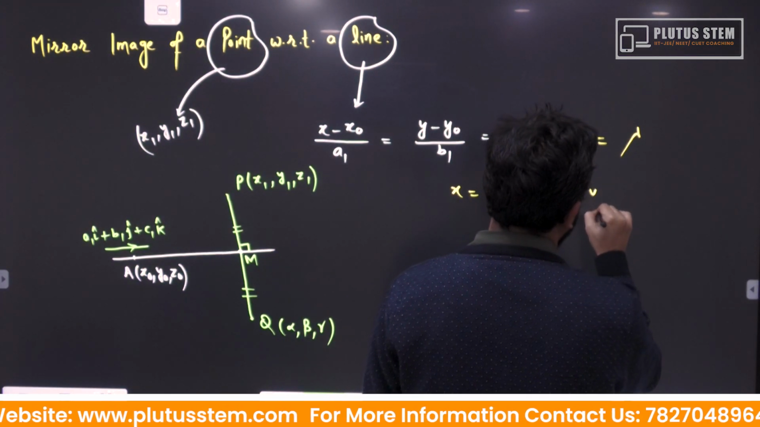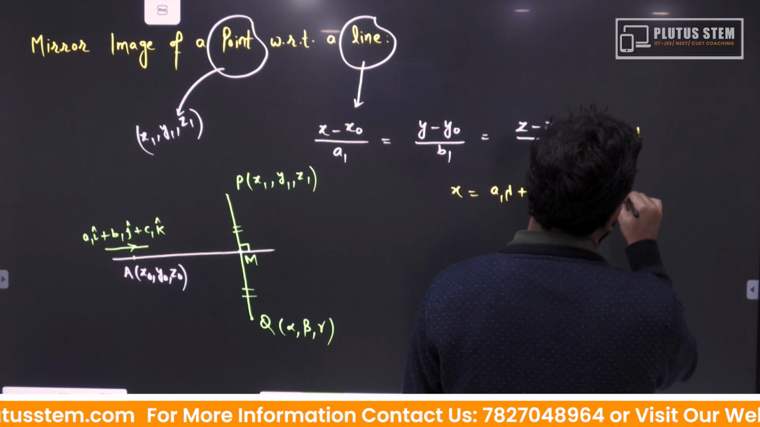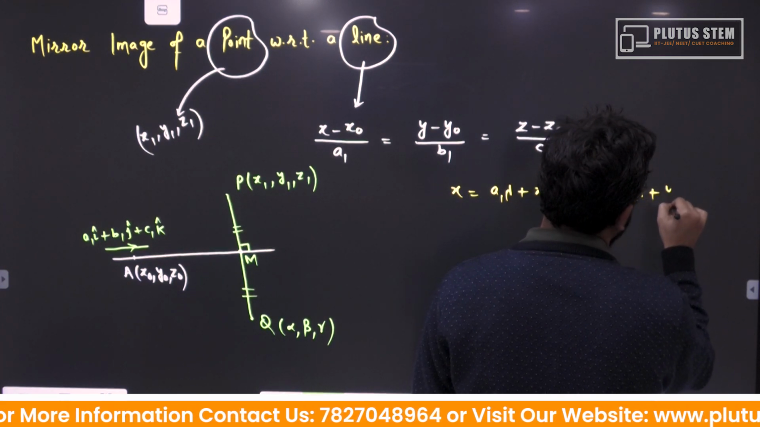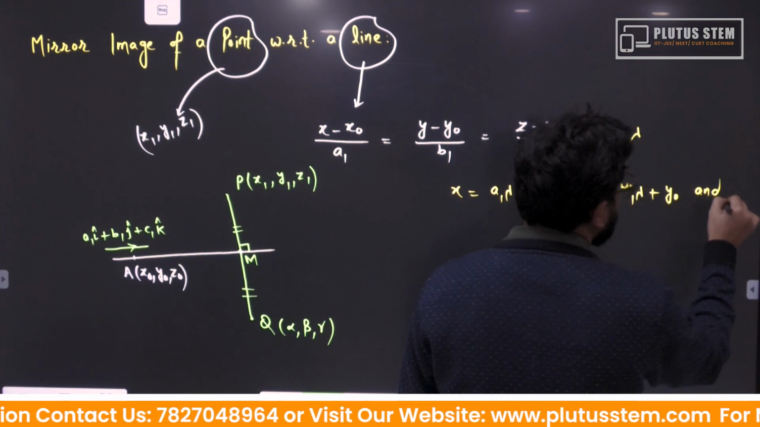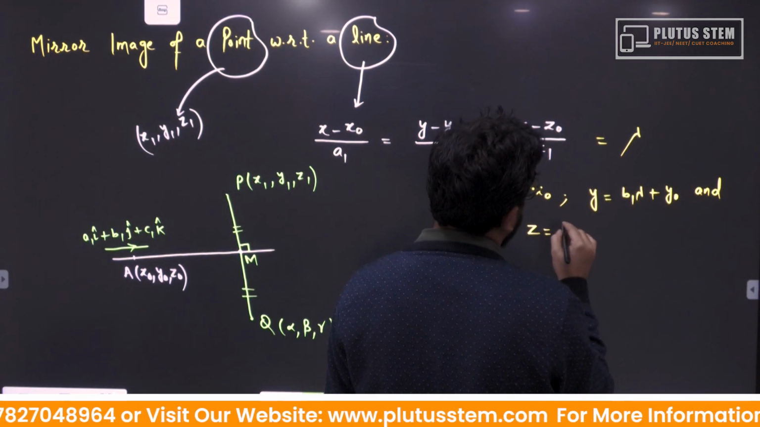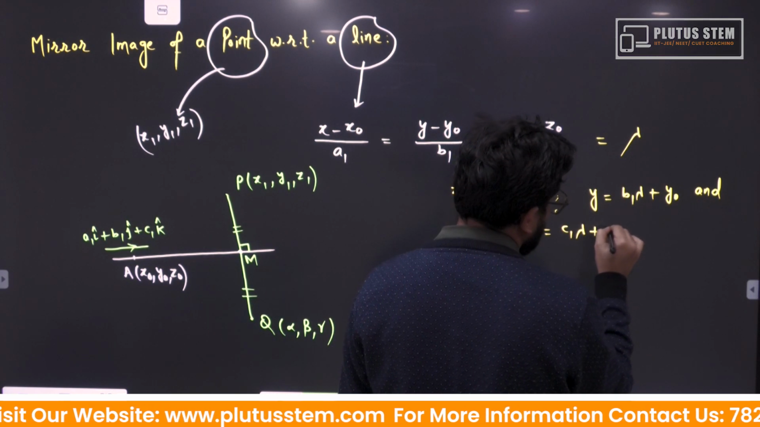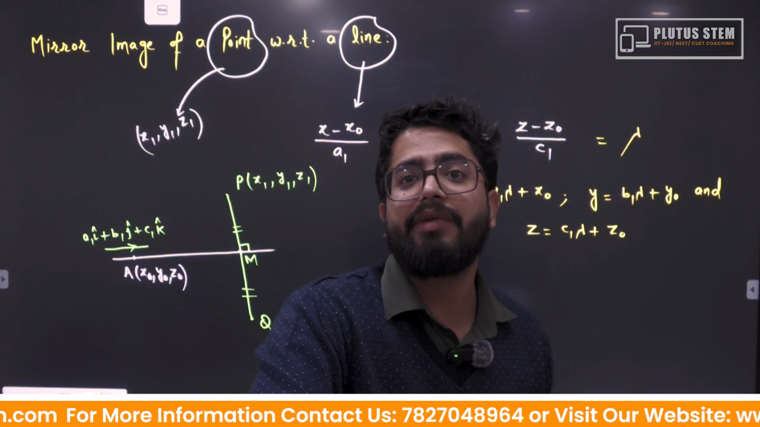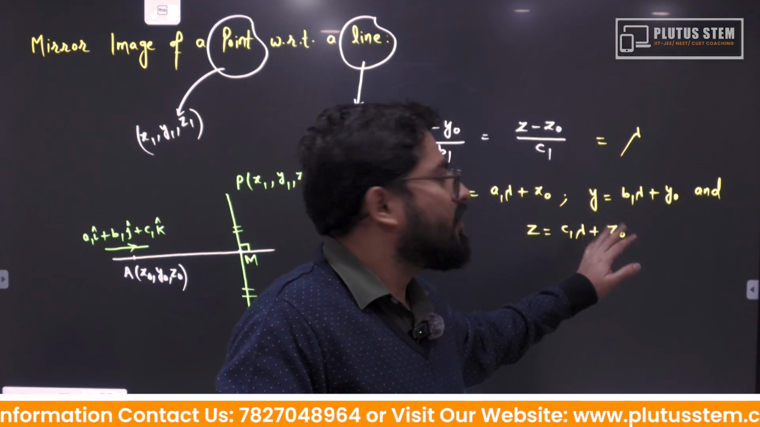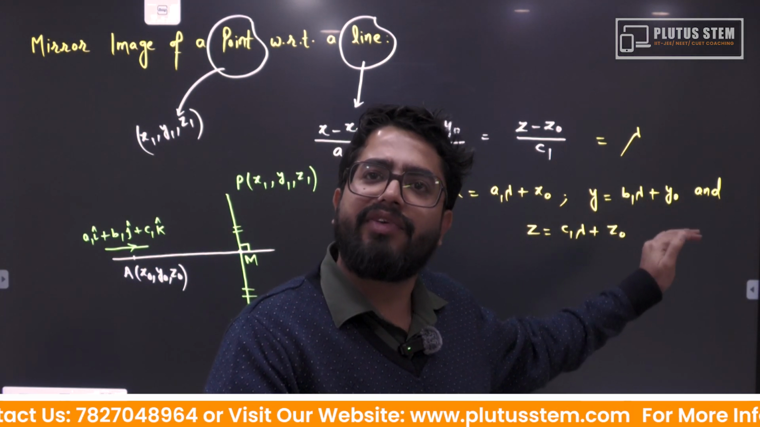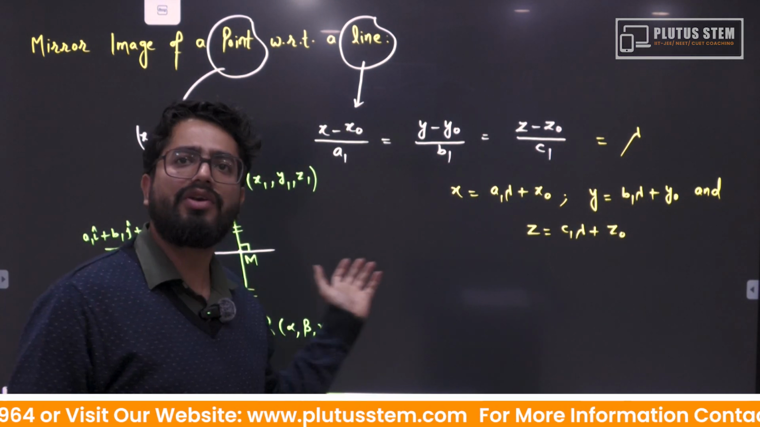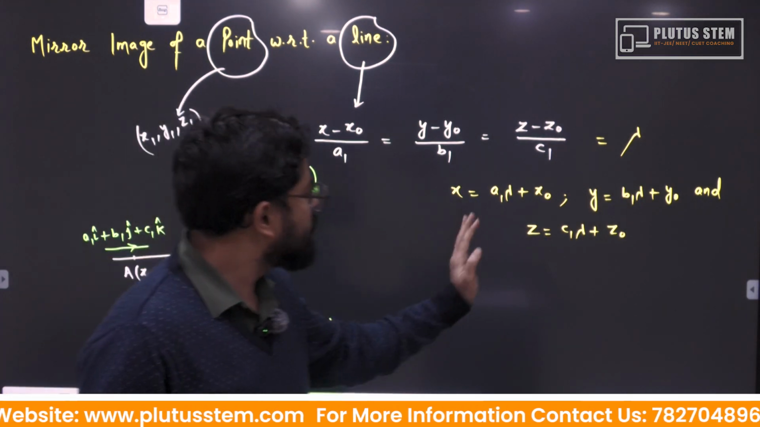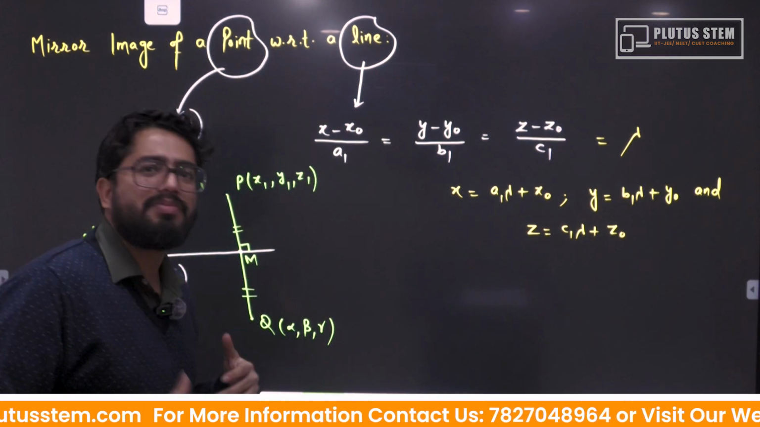Similarly, y is equal to b1 lambda plus y naught, and z is equal to c1 lambda plus z naught. Lambda is the parameter, so when you put different values of lambda, you will get different points on the line. Now you can say M is my general point.